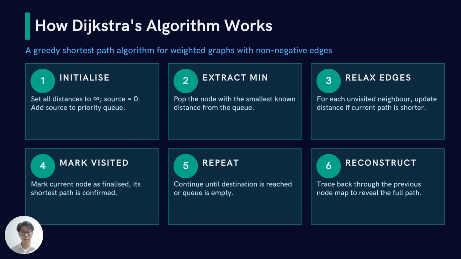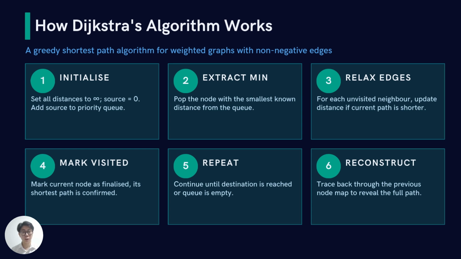So how does the algorithm work? Let's walk through it step by step. It starts with initialization. We set every node's distance to infinity, except for our starting station, which gets a distance of 0. That station is then added to a priority queue. Next, we extract the minimum. We pop the node with the smallest known distance out of the queue. This is the greedy part of the algorithm. We always commit to the closest unvisited node first.